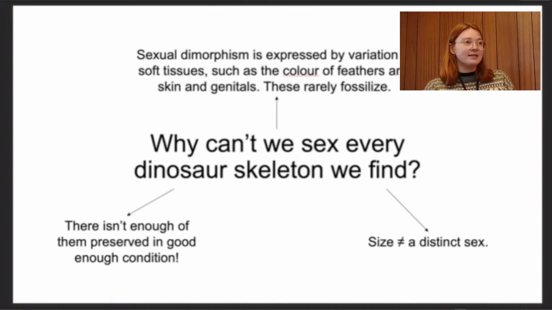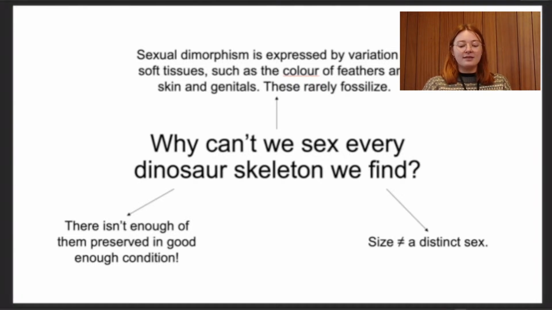Where we do get skeletons, they're often not complete. That's really rare. We need really specific taphonomic conditions in order to get a really great articulated complete skeleton that's preserved well enough that we can actually get a sample size big enough to identify distinct variation between individuals within a population or within a bone bed.